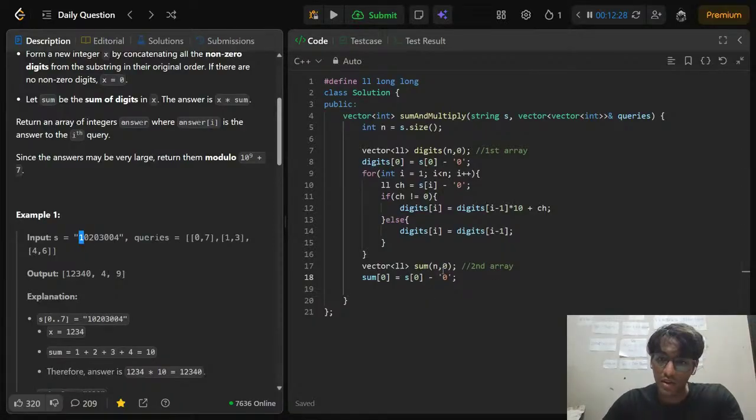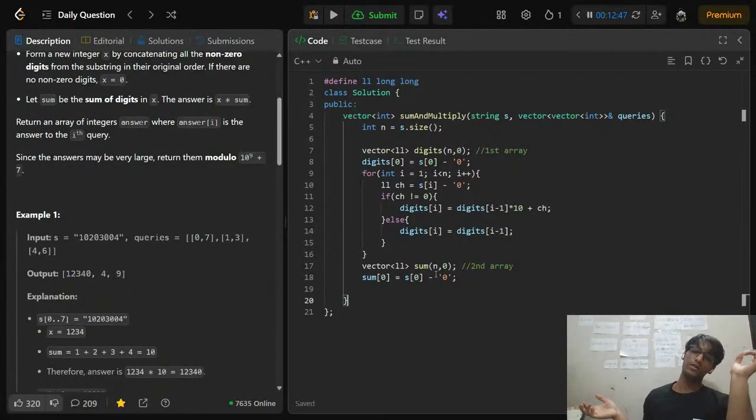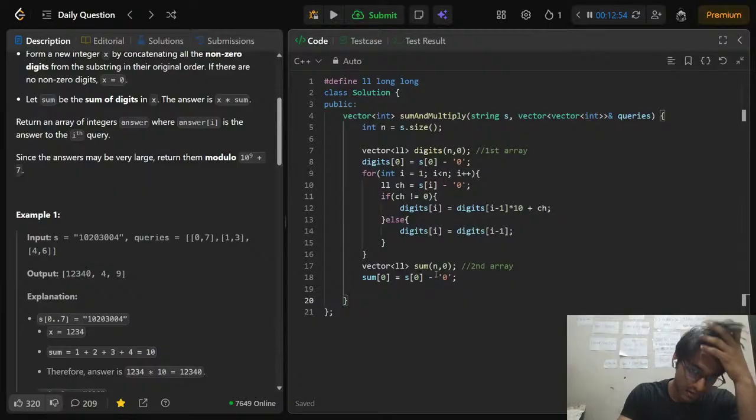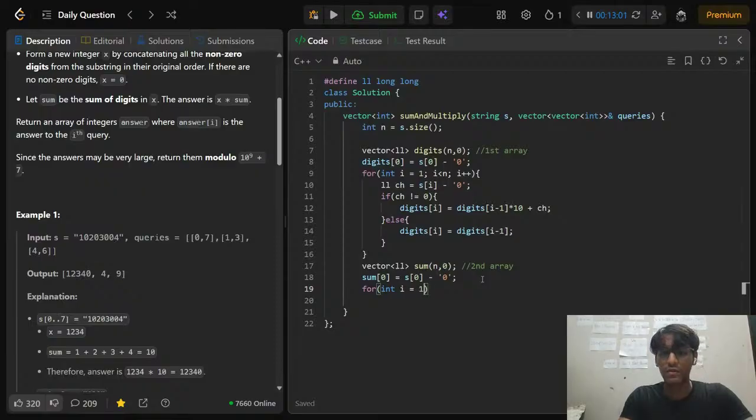So if we subtract the ASCII value of '0' from the ASCII value of the digit, both are characters and both are internally stored as integer numbers. So when the ASCII value of '1' is minus the ASCII value of '0', our final answer comes to be 1, which is the number itself. That's why we are doing this. Now I will simply loop from 1 to n, i plus plus: sum of i equals sum of i minus 1 plus s of i minus '0'.